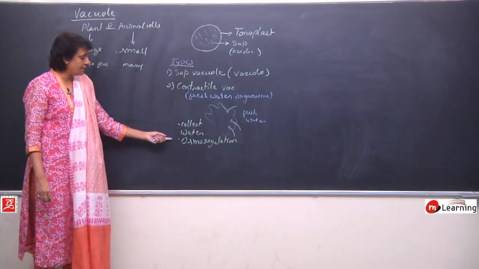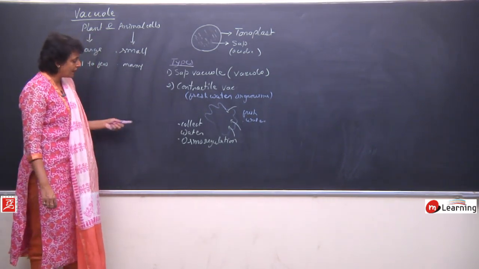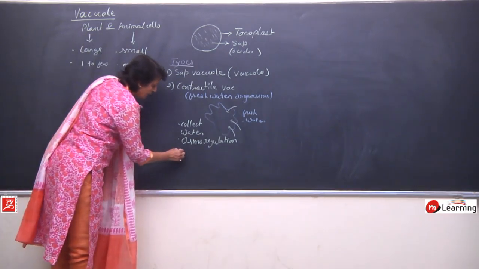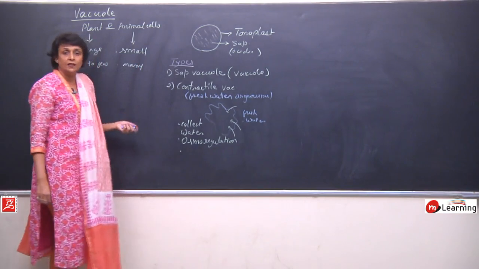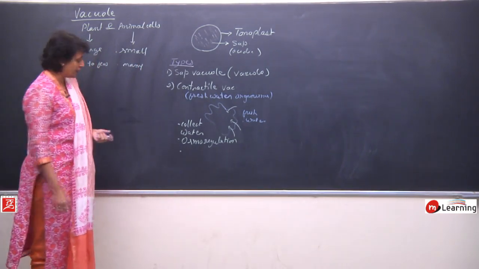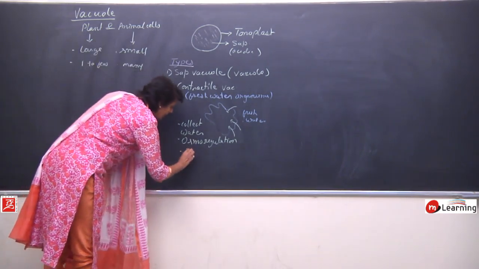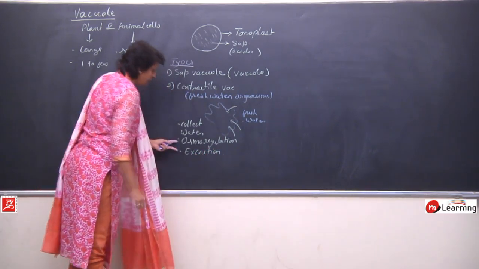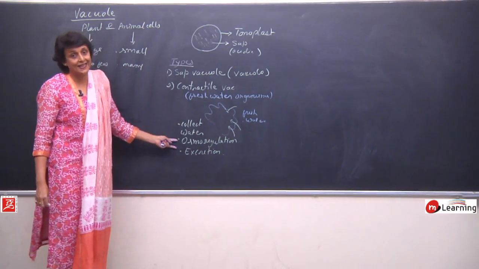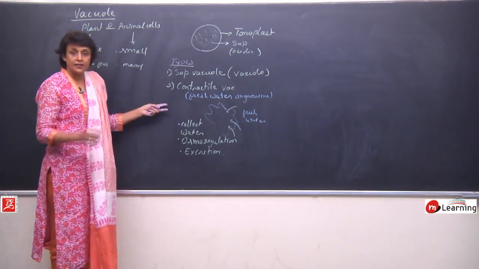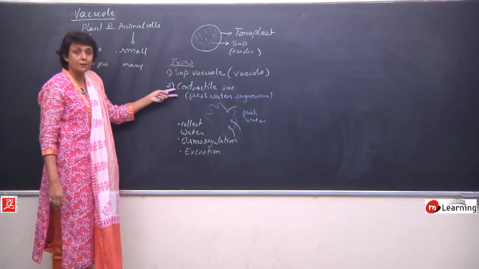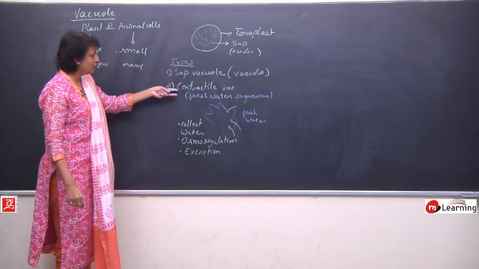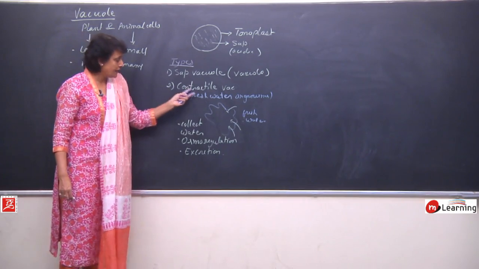One more thing which happens with the help of these contractile vacuoles: when it is collecting water and removing it, some waste material or excretory materials also get eliminated with it. So it is also helping in excretion. Both the functions are similar to the kidneys, and that is why it is considered the same kind of organelle which is performing the function of kidneys. So this is contractile vacuoles.